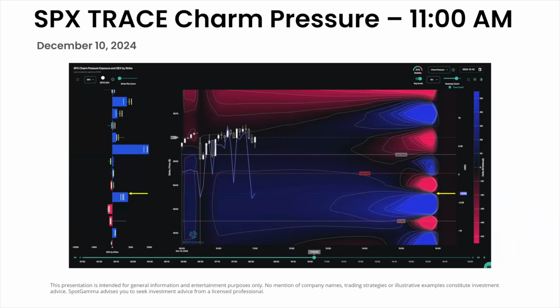Charm pressure shows how market maker hedging changes with respect to time. Charm is typically heavily influenced by large 0 DTE options volumes. Charm pressure can lead to pinning near positive gamma nodes.